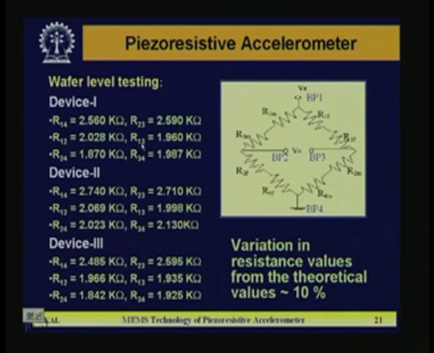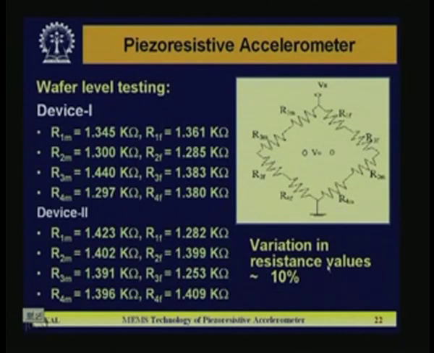Similarly 1, 2 and 1, 3, it's nearly 2: 2.028, 1.96. Then 2, 4 and 3, 4: 1.87, 1.98. It should be exactly equal, but it's not, because of slight variation of the resistance values. Device 2 is also similar, 2.74, 2.71. If you look at the individual values, they are almost equal with slight variation. Because of that, you are getting the offset value. The variation in resistance from the theoretical values is nearly 10%. Whatever the design, and these are the measured values, we got nearly 10% variation of the resistance. That is always allowed, and because of that we are getting the offset voltage.